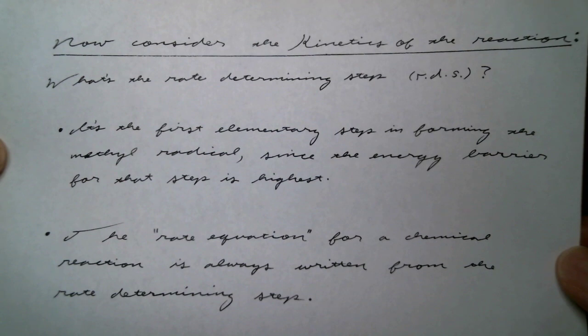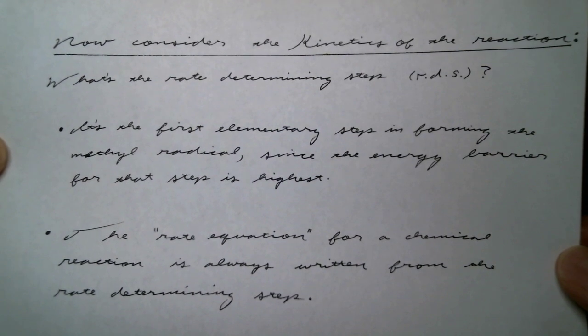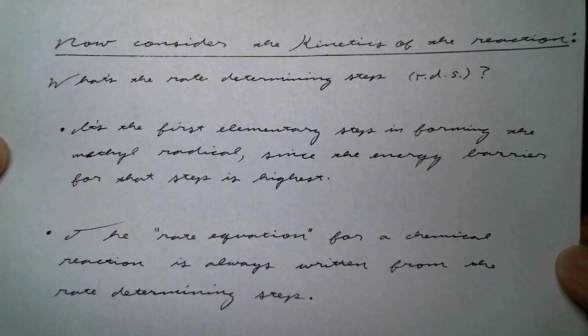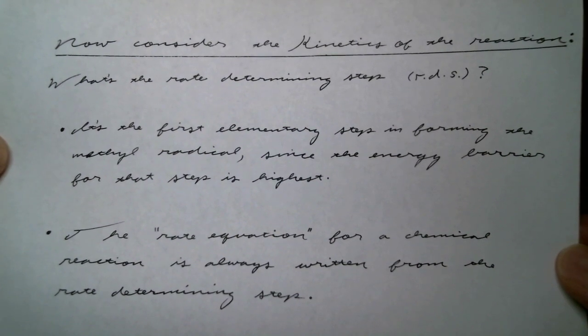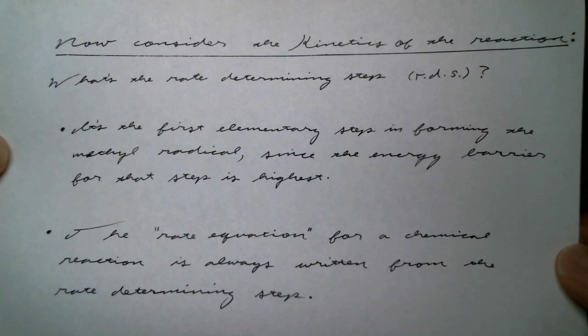So we might ask, what's the rate determining step for our radical chlorination of methane? Well, it turns out that it's the first elementary step, forming the methyl radicals, since the energy barrier for that step is highest.